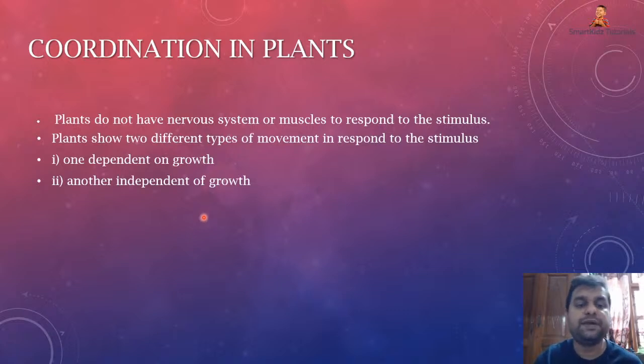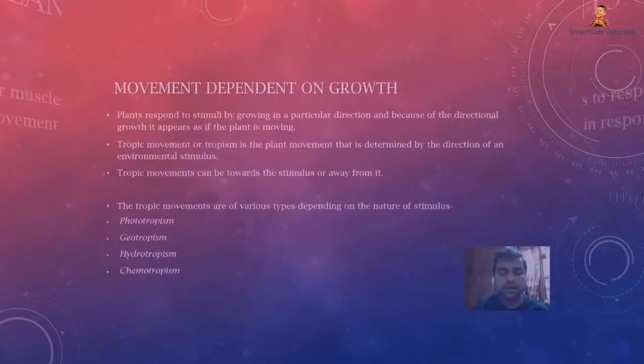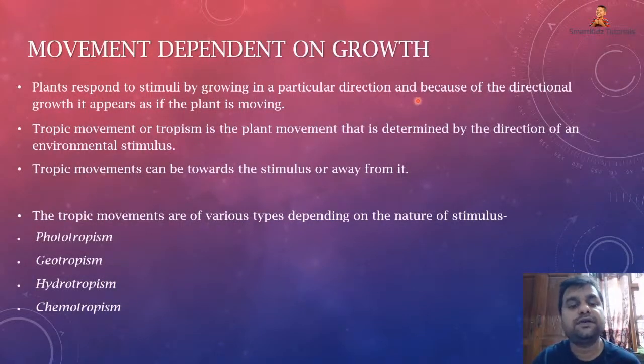What do we mean by dependent and independent of growth? So movement that is dependent on growth: plants respond to stimuli by growing in a particular direction, and because of the directional growth, it appears as if the plant is moving. So the stimulus is more environmental, and the plant responds in that direction, and it looks like there is movement in that direction. Basically it is responding to stimuli that are there in the environment.